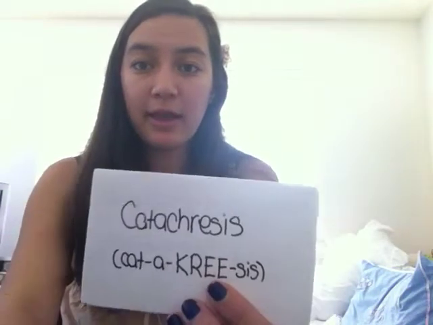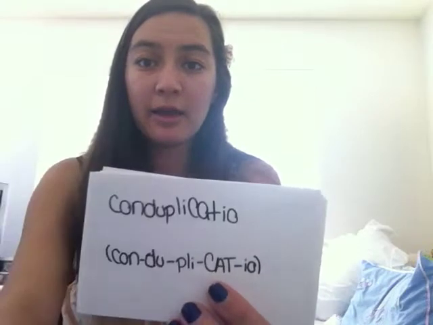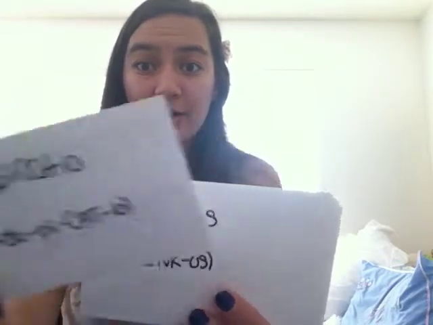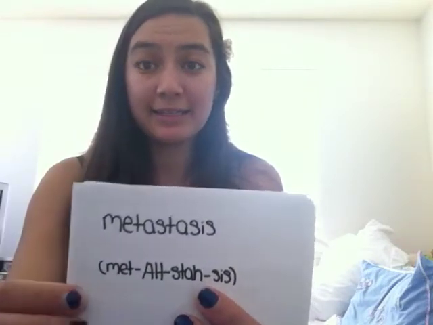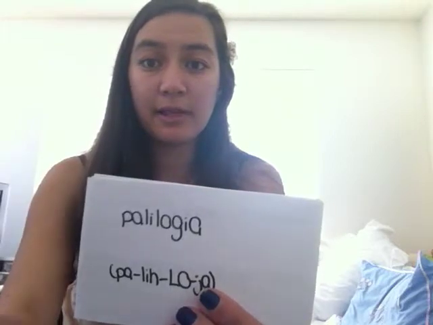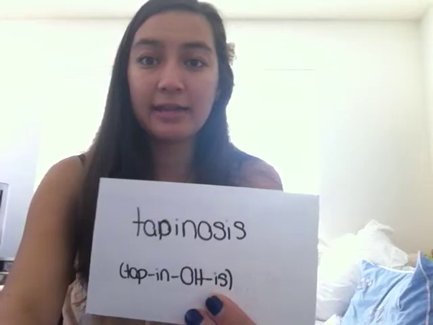So in conclusion, the words are anaphora, catachresis, cohortio, conduplicado, elenxas, enanthiosis, metastasis, palayoga, parosis, and tapinosis.